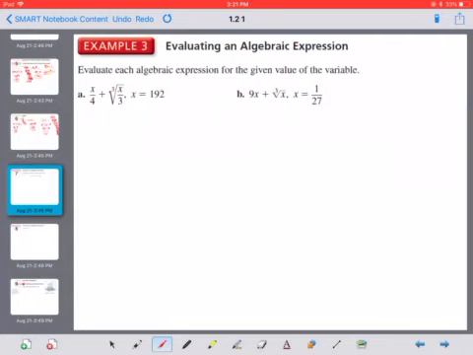Now evaluating an algebraic expression. So we have an expression, they tell us what x is, we plug it in, and we do the math. So 192 over 4 plus the cube root of 192 over 3. Sorry, it's supposed to be 2. Well, 2 goes into both of these things, maybe even 4.